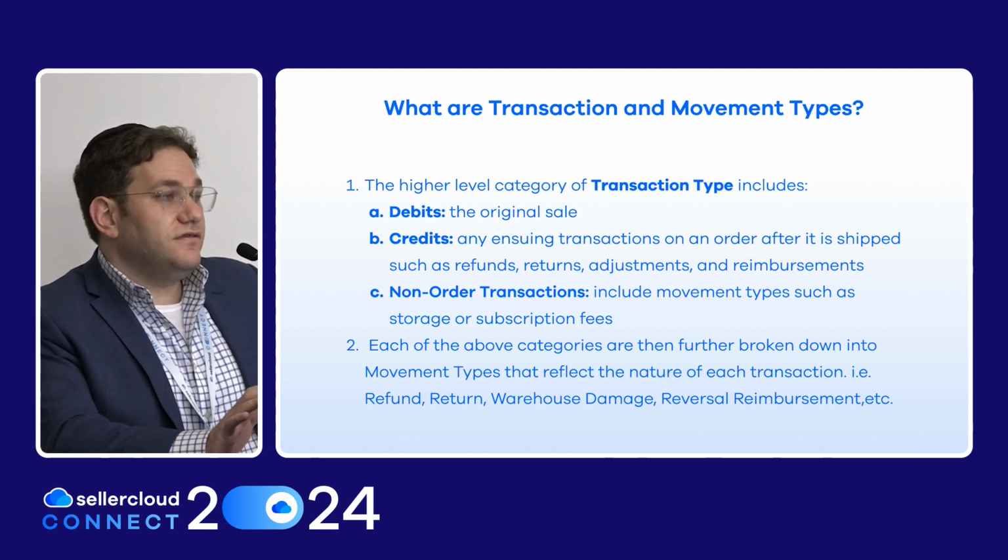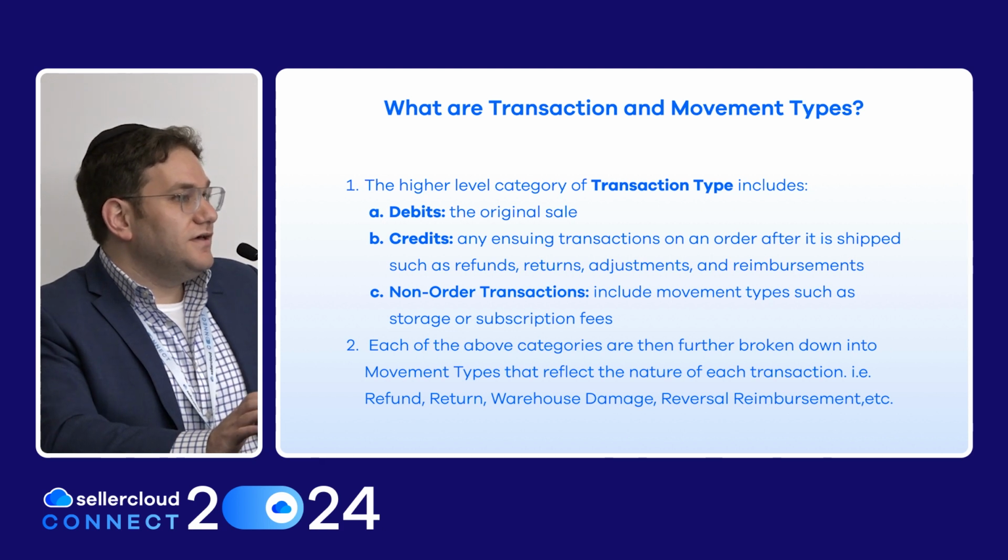Now, again, this is another borrowed term from accounting. It's not an actual debit and a credit. The way we define it in Sellercloud, debits are the original sale. The credits are any ensuing transactions on an order after it's shipped. So refunds, returns, adjustments, and reimbursements are all classified under the transaction type credit.